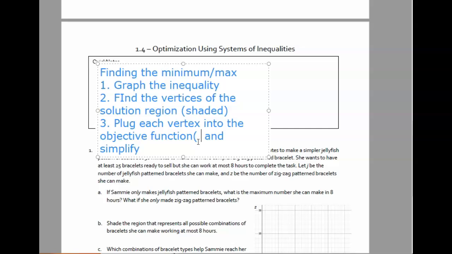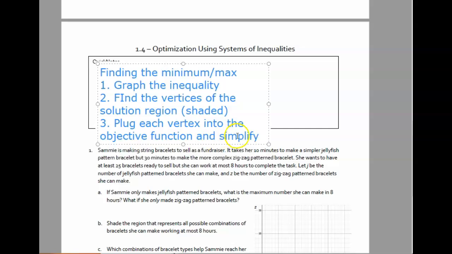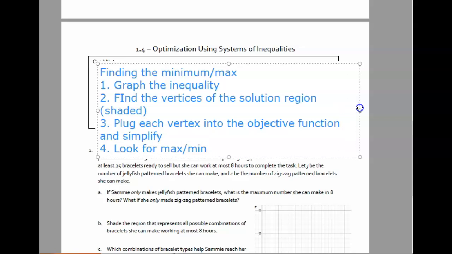So in the previous example, it was the amount of muffins times the cost of muffin plus the amount of cupcakes times the cost of cupcake. So that was what you're trying to optimize. So you plug it in and then you simplify it and then look for the maximum, look for the minimum from there. Okay, so that's how you're going to go about it. Cool? So here is what we're going to do. If you want to stop it, take these notes. We're going to do the next example.